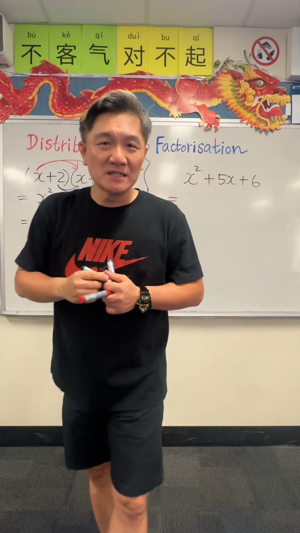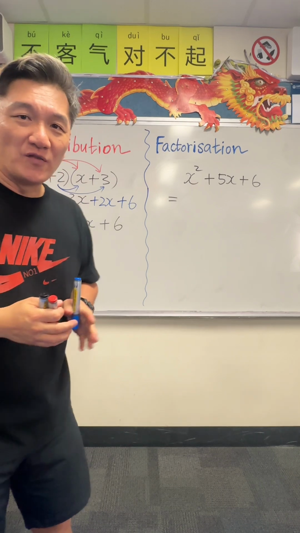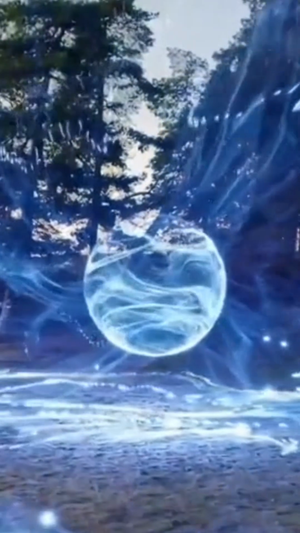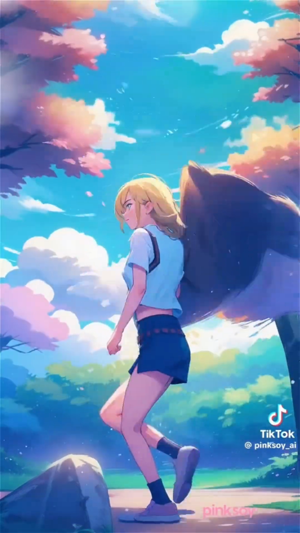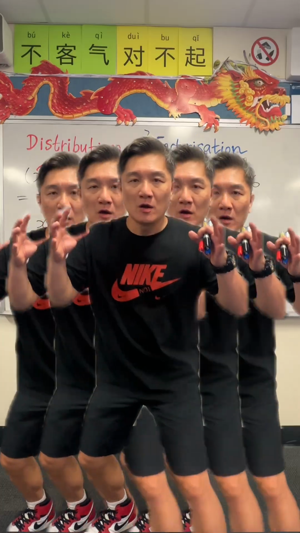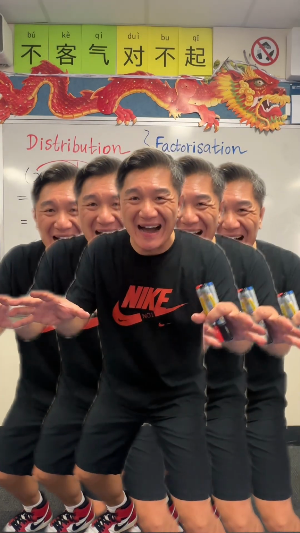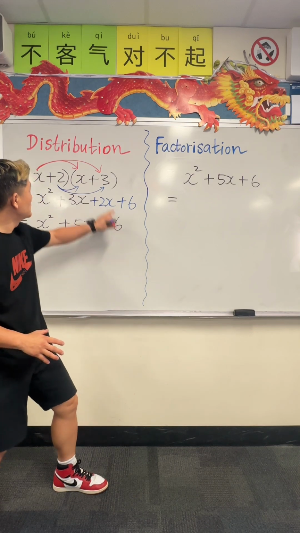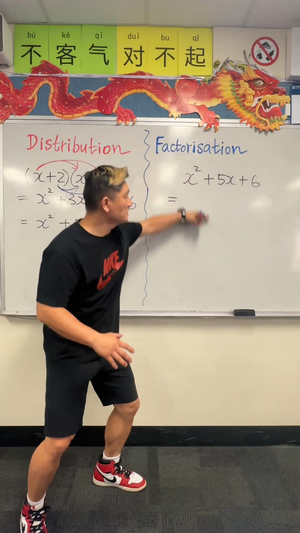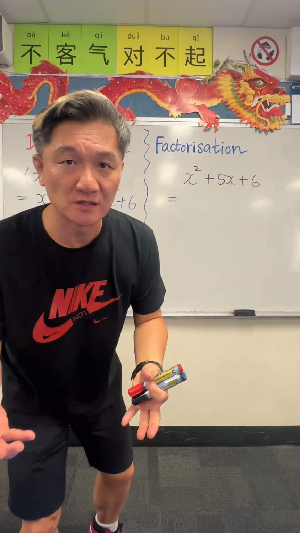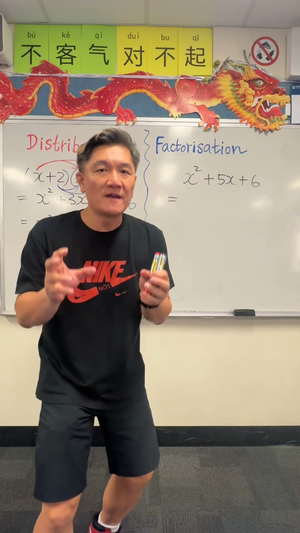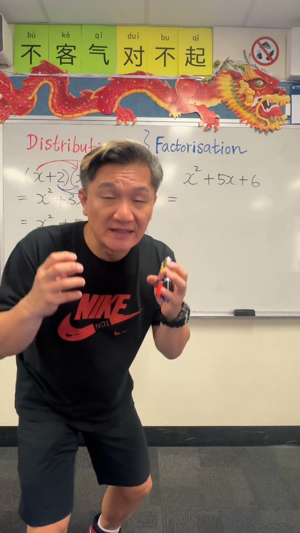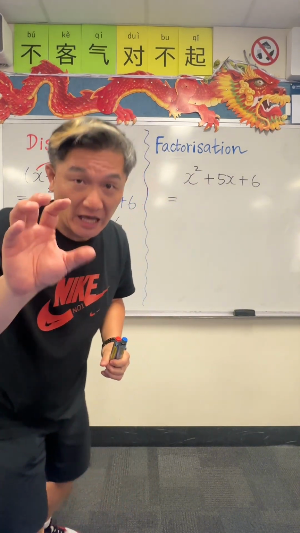Now here comes the trick of today's lesson. This is the most important part of today's lesson. How do I get from this line back into this line? That process is called factorization. This requires deep learning and deep thinking. So please follow me carefully.